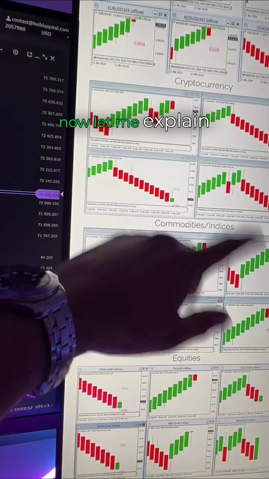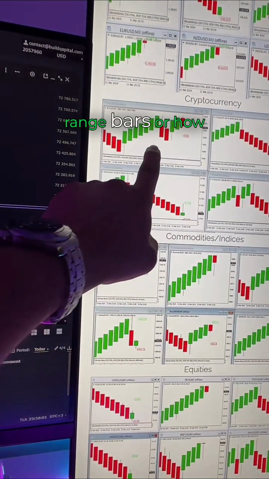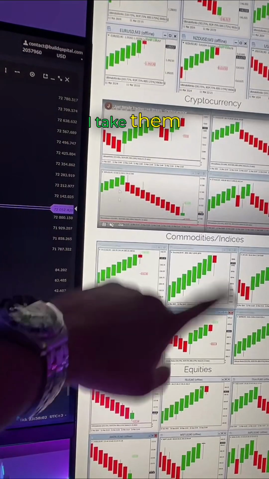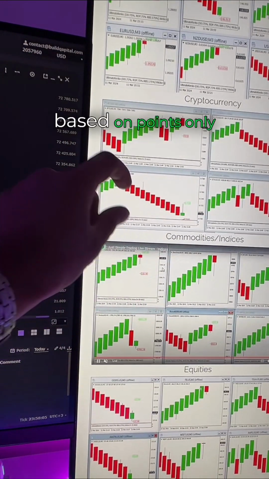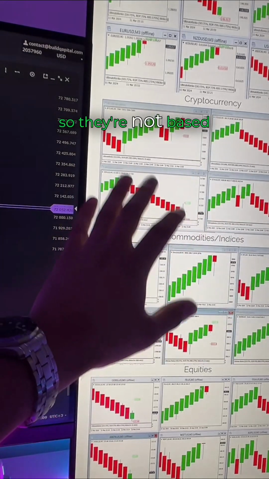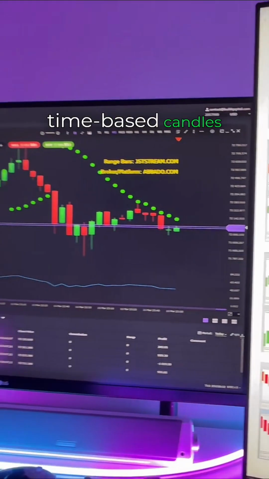Right, so now let me explain to you guys how the range bars work and how we can take trades using the range bars, or how I take them. So the way that I do it is the range bars are based on points only, so they're not based on time, which is very different than these time-based candles.